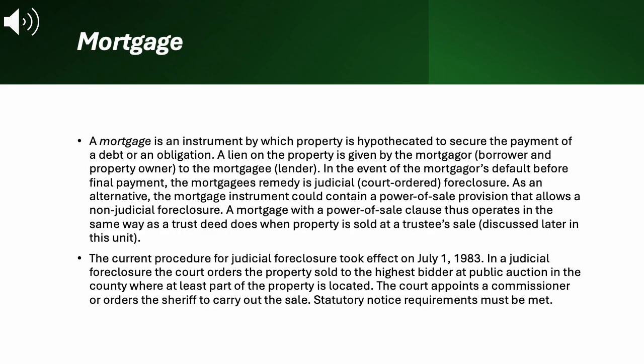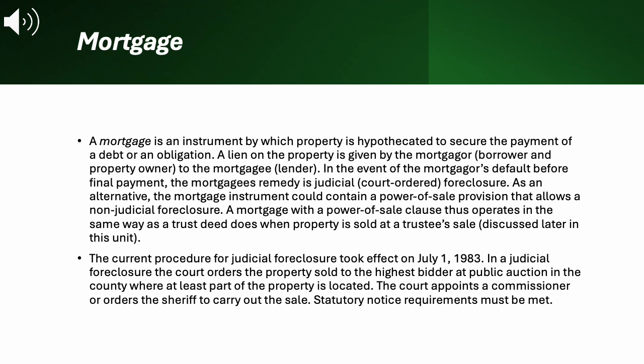A mortgage is an instrument by which property is hypothecated to secure the payment of a debt or an obligation. A lien on the property is given by the mortgagor (borrower and property owner) to the mortgagee (lender). In the event of the mortgagor's default before final payment, the mortgagee's remedy is judicial court-ordered foreclosure. As an alternative, the mortgage instrument could contain a power of sale provision that allows a non-judicial foreclosure. A mortgage with a power of sale clause thus operates in the same way as a trust deed does when property is sold at a trustee's sale, discussed later in this unit.